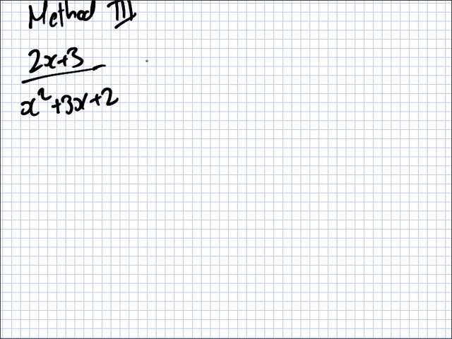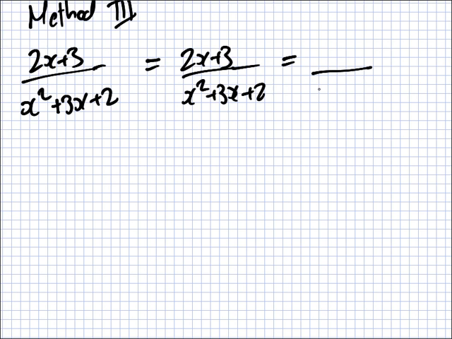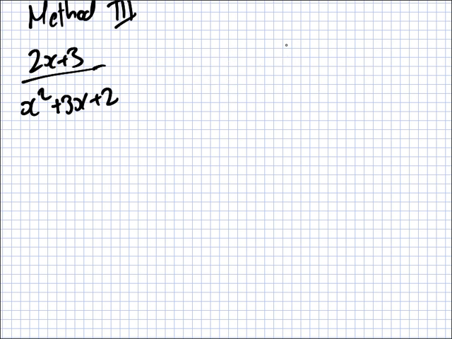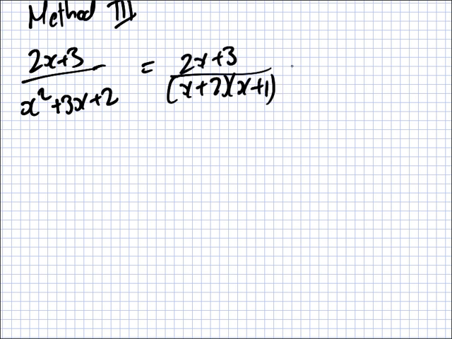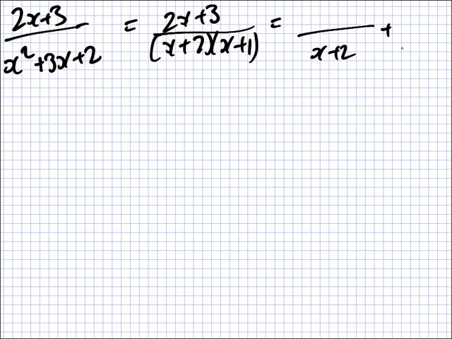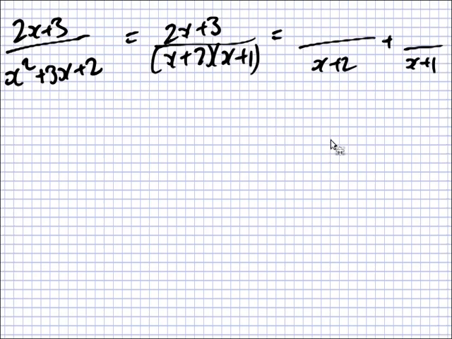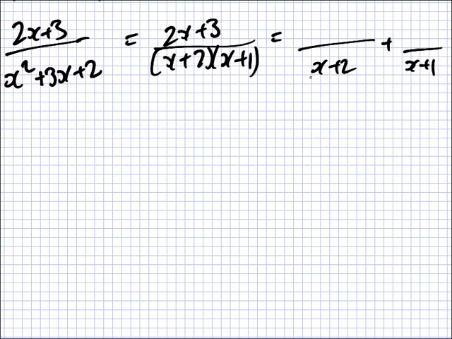Okay. So again, you change this into 2x plus 3 over x squared plus 3x plus 2. Right, what you do is you factorize. So this is x plus 2, x plus 1, over 2x plus 3. And then you say this is equal to something over x plus 2 plus something over x plus 1. Yeah?